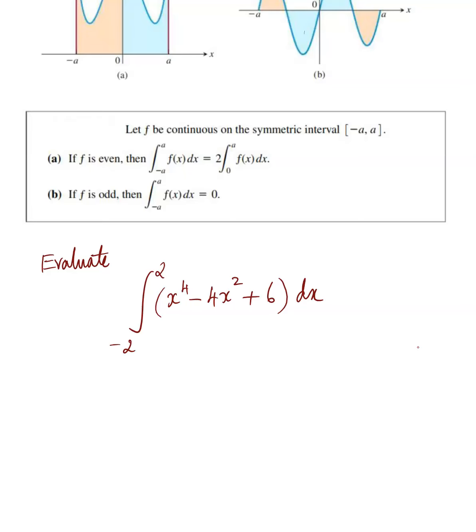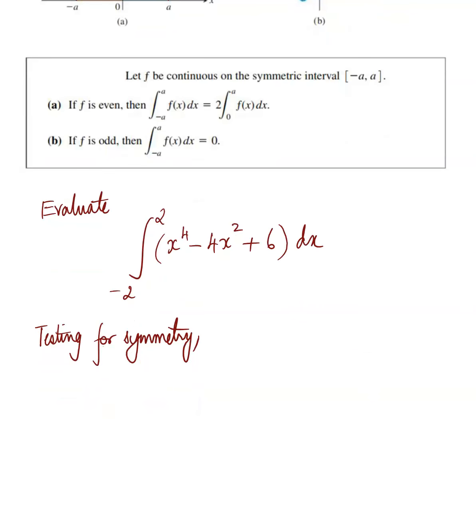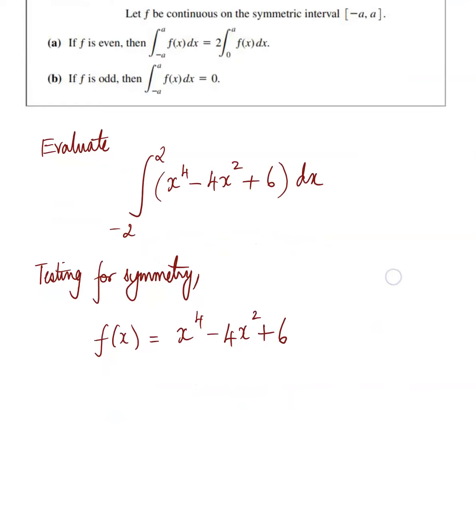So to test for symmetry, the easiest test is, of course, the even test. And in fact, when you do the test itself, you can see if it is going to be even, odd, or neither. If it's neither, then you really have to go with the regular integration technique. You can't use the symmetry property. So what this says is, if I replace all the x's with a negative x, I should get back the original function.